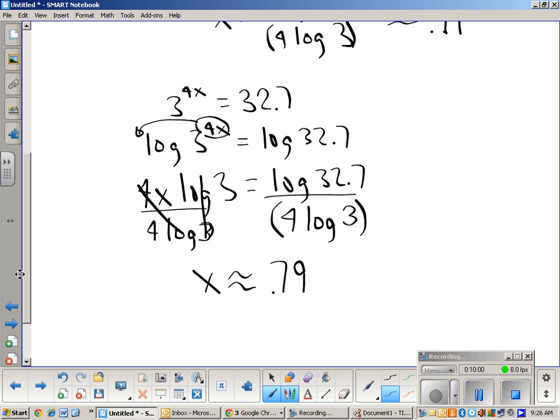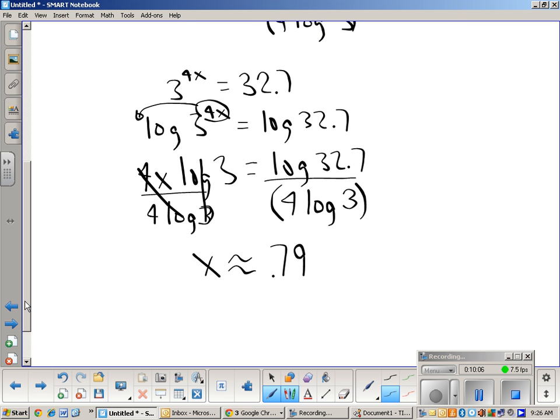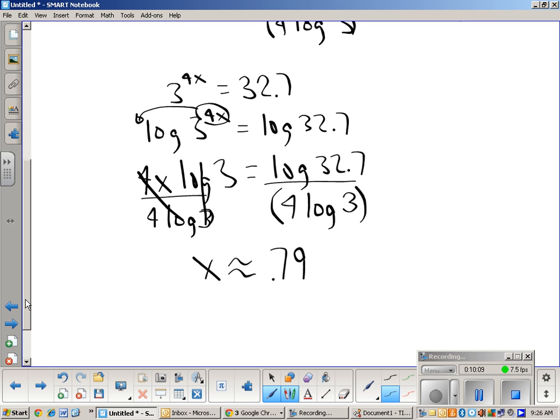Okay. Base 10. If you use base 10, you don't have to change the base later. Okay? Any questions on that?